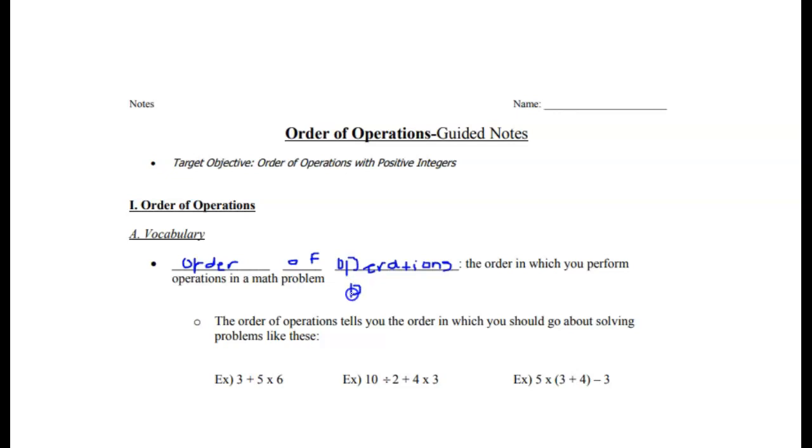PEMDAS. I don't know if you say it anymore, but when I was in school, they would say, please excuse my dear Aunt Sally. Okay? Please excuse my dear Aunt Sally. And we will not have the debate if it's aunt or aunt. I say aunt because it definitely is aunt. All right, here we go.